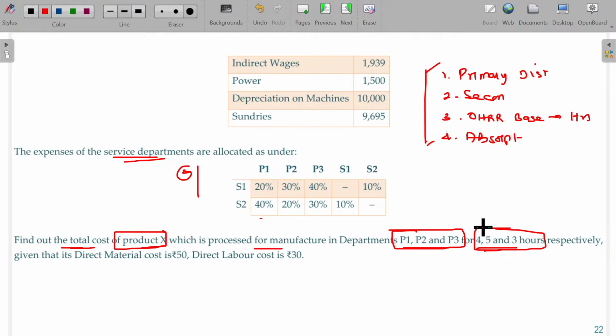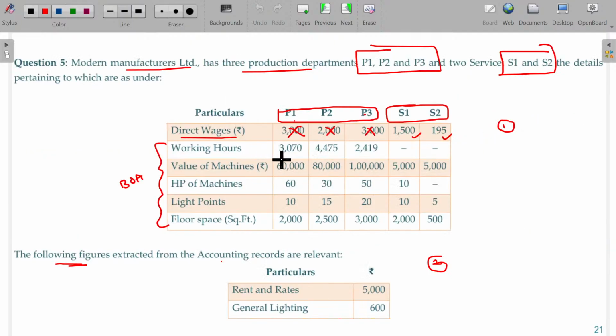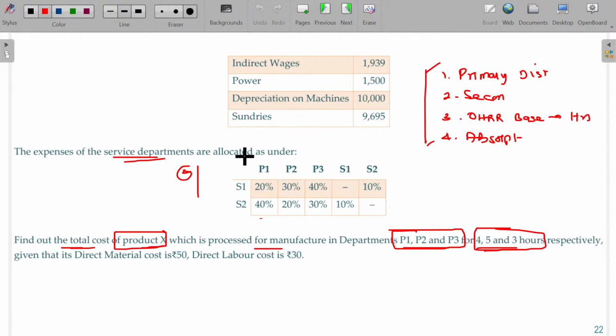From this, it is very clear we need to find out what is the overhead we incur for every hour. So, you find out the overall overhead for the P1, P2, P3 department divided by number of hours this department operated. So, working hour is given here. This is what about the base. The overhead will be divided by working hours. And finally, direct material cost and direct labor cost are given.